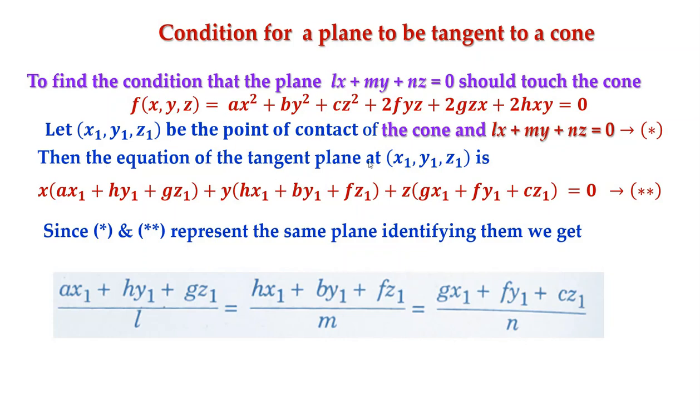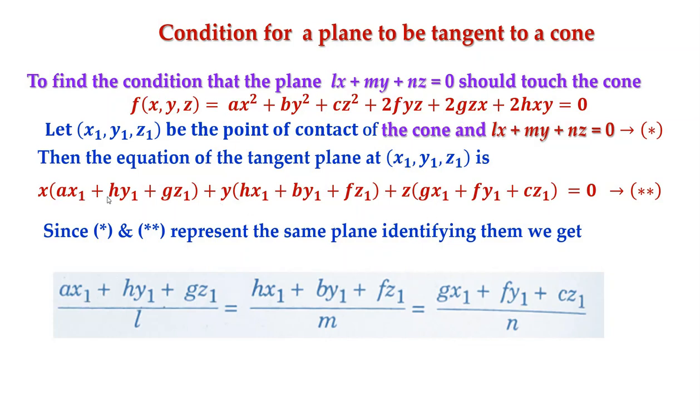Then the equation of the tangent plane at x1, y1, z1, which we have already derived, we have that to be this, and name that as double star. Now this plane and this plane are the same, because we are given that this one touches, and this we know already to be the equation of the tangent plane. So because they represent the same plane, we can identify them. So when we identify, this is what we get.